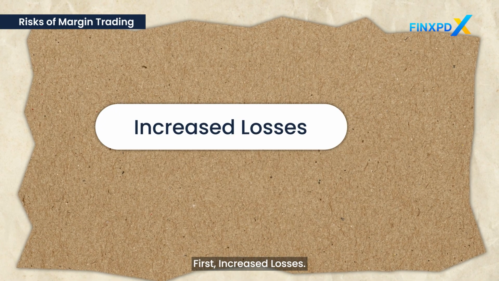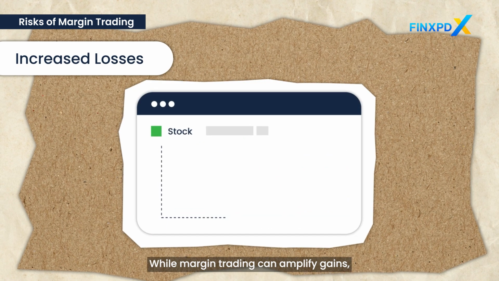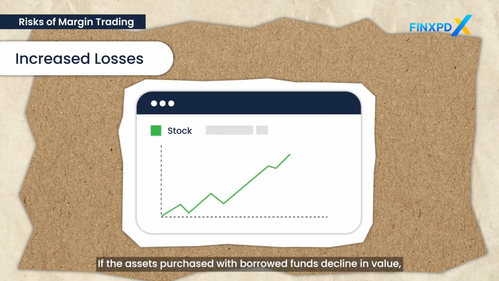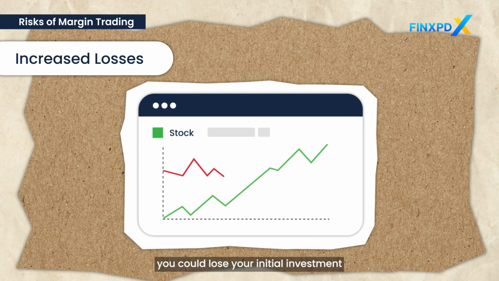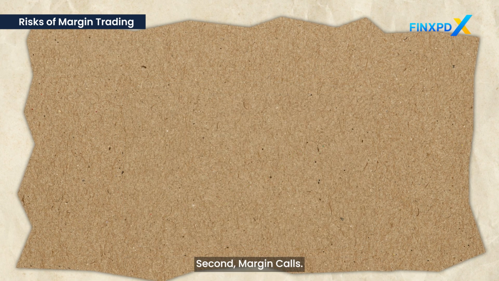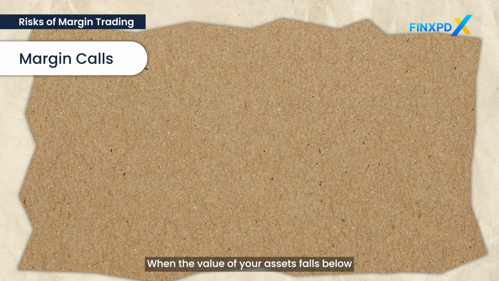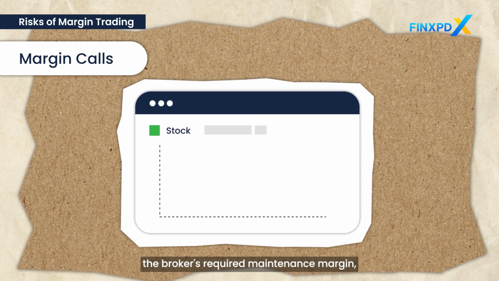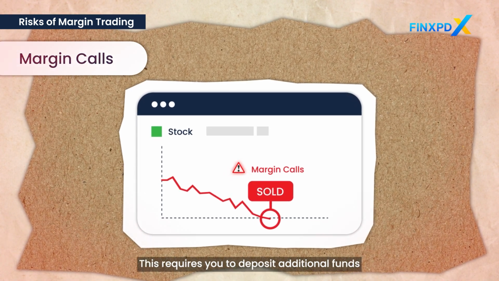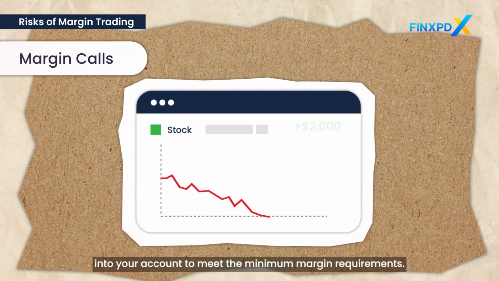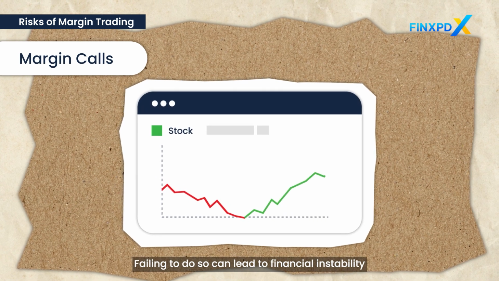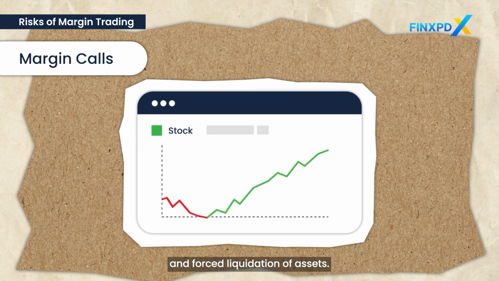First, increased losses. While margin trading can amplify gains, it also exposes you to higher losses. If the assets purchased with borrowed funds decline in value, you could lose your initial investment and still owe the broker for the borrowed amount. Second, margin calls. When the value of your assets falls below the broker's required maintenance margin, you will receive a margin call. This requires you to deposit additional funds into your account to meet the minimum margin requirements. Failing to do so can lead to financial instability and forced liquidation of assets.